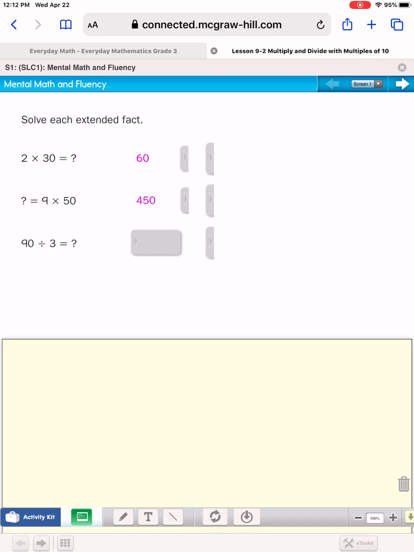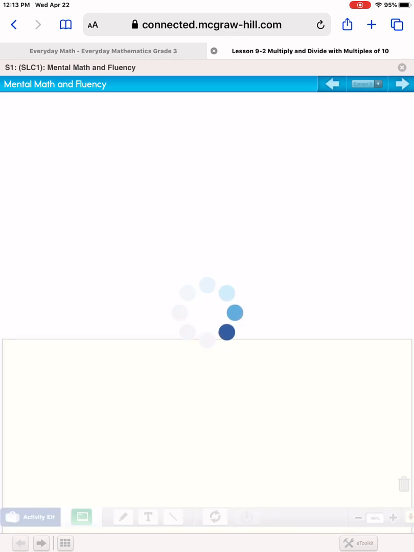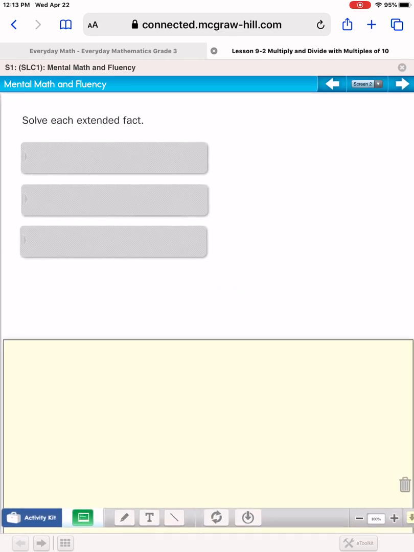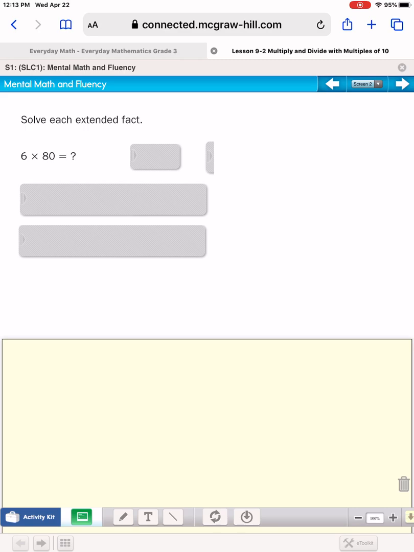This time, it's an extended division fact, 90 divided by 3. You can also think of this as 3 times what equals 90? And that would be 30. All right, a few more, same idea. What would 6 times 80 be? Look for the basic fact, 6 times 8, and extend it. So 6 times 80 would be 480.